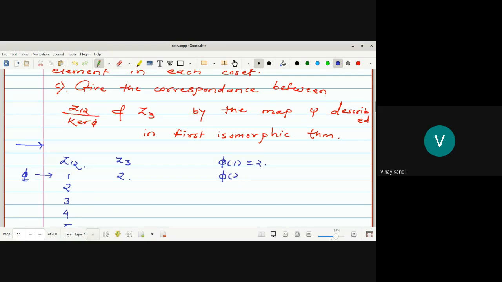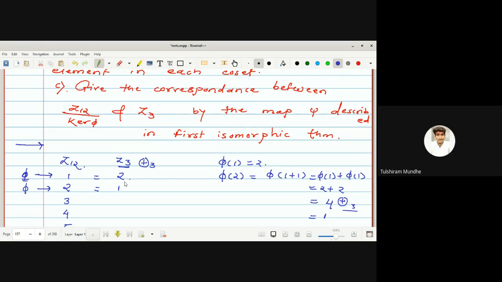Now tell me what is phi of 2? Phi is a homomorphism, that means phi of 1 plus 1 is equal to phi of 1 plus phi of 1, which is equal to 2 plus 2, that is equal to 4. But what is the operation here? Addition modulo 3. Hence is 4 in your Z3? No, then when will it come in addition modulo 3? 1. So phi of 2 is equal to 1. Now tell me what is the value of phi of 3?